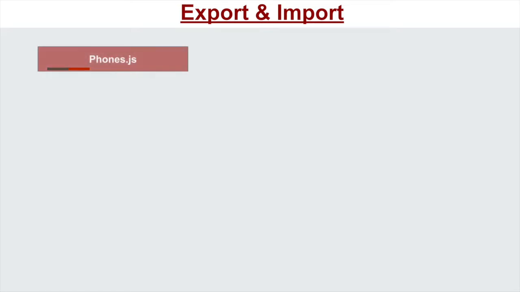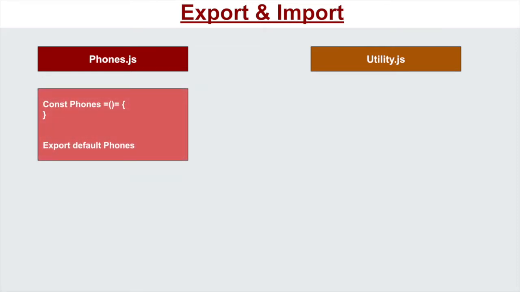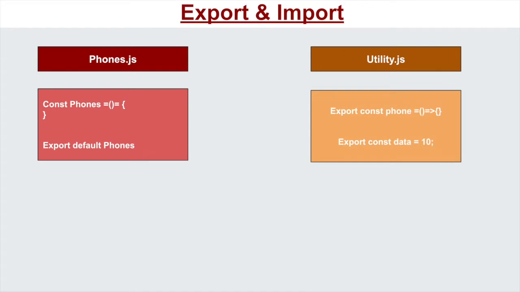It might look something like this. We have one file called phone.js, and another, utility.js, which I'm just showing you. In phone.js, we have one constant function named phones, and we did a default export: export default phones.